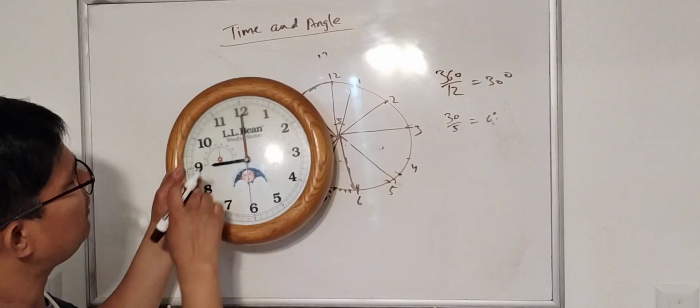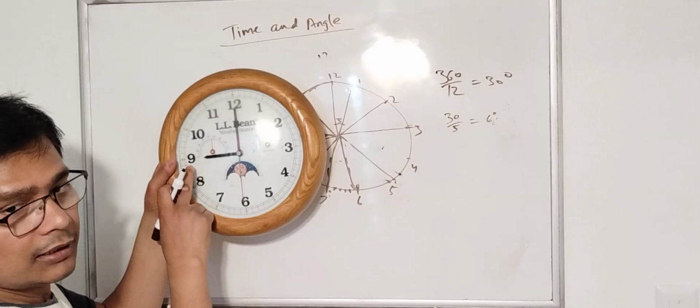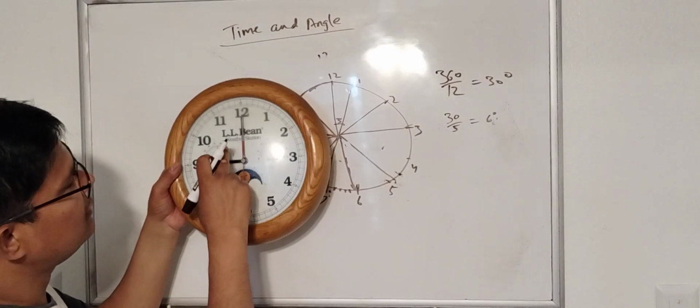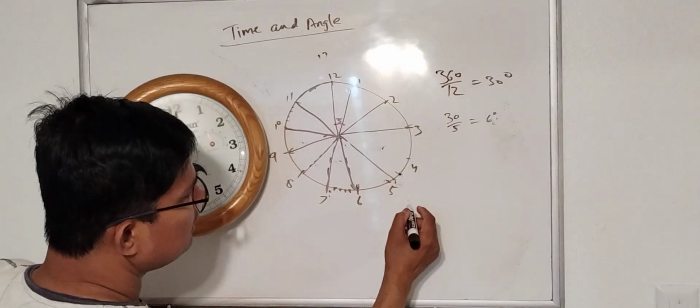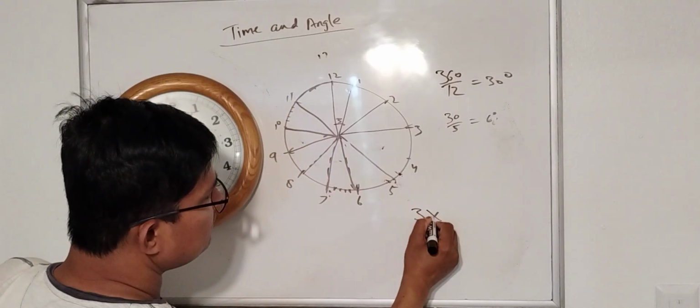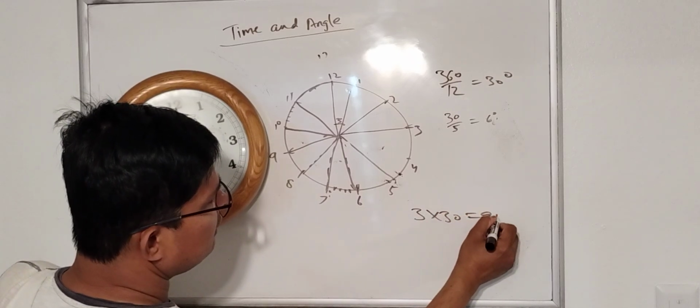Now here, see, the minute hand is at 12 and the hour hand is at 9. You can easily say that it's 3 blocks, 1, 2, 3. So it's 3 times 30, which is 90 degrees.